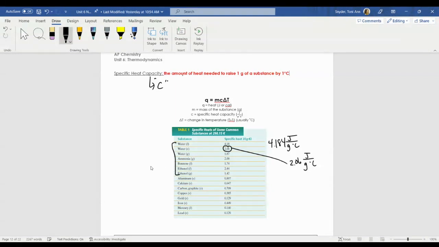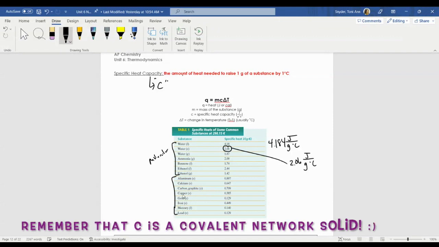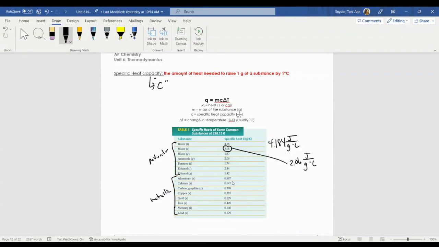So these are all molecular, and we know that because they're comprised of all nonmetals. As I go down, other than carbon, these are all metallic in nature. So all of these have metallic bonds. And notice how small these specific heat capacities are. Wow, look at gold. Gold, 0.129 joules of energy is required to raise 1 gram of gold by 1 degree Celsius. That's a lot less than water. The reason why has to do with those metallic bonds and those delocalized electrons.